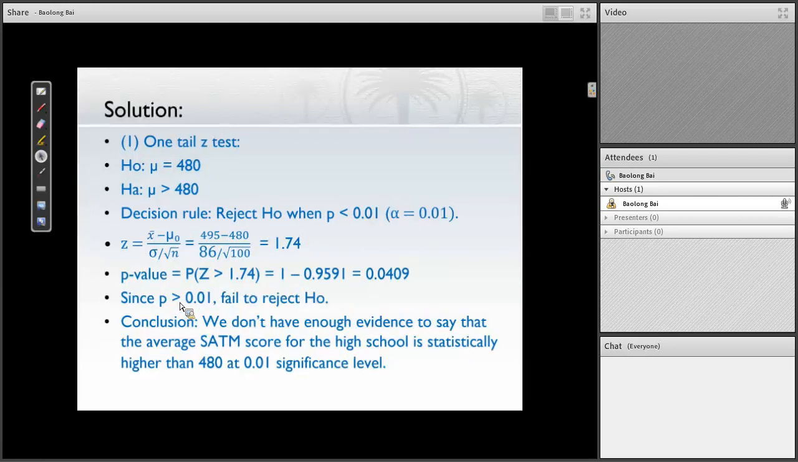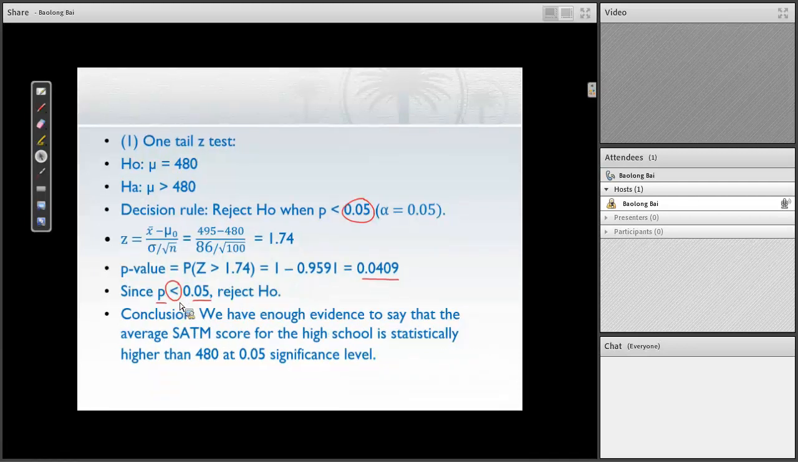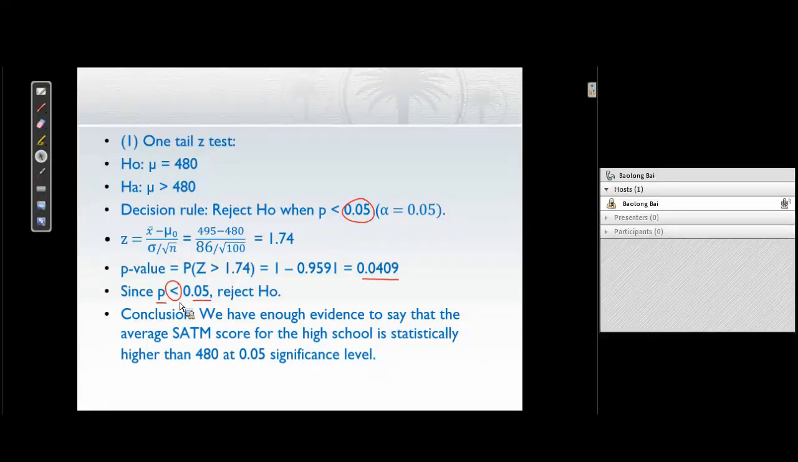So compare between the two tests we did here with alpha equal to 0.01, we failed to reject the null. With alpha equal to 0.05, we reject the null, right? So picking a correct alpha is critical. Sometimes you're going to get a totally different decision, right? So what alpha should you pick?